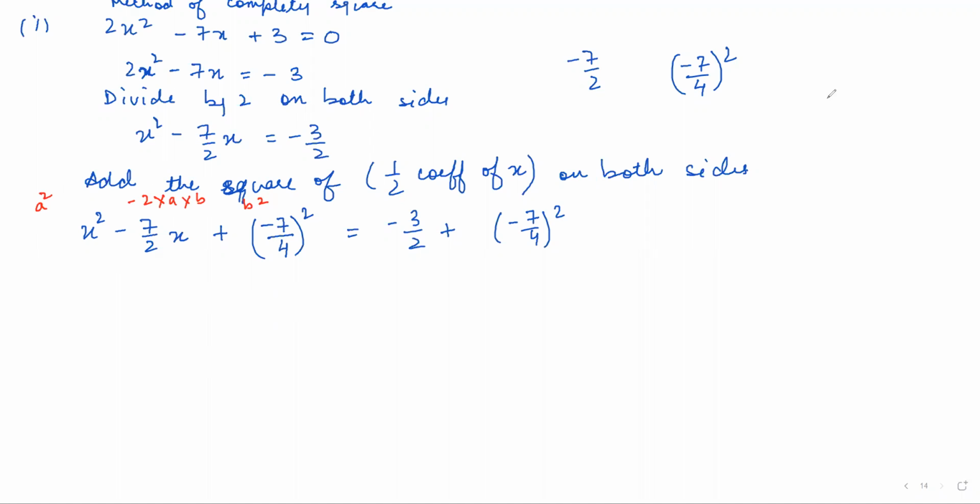Just check it. Here a is equal to x, and b is minus 7 by 4. So what is 2ab here? That means 2 into x into minus of 7 by 4. So this 2 will cancel out and you will get minus of 7x, which is the middle term. Clear?